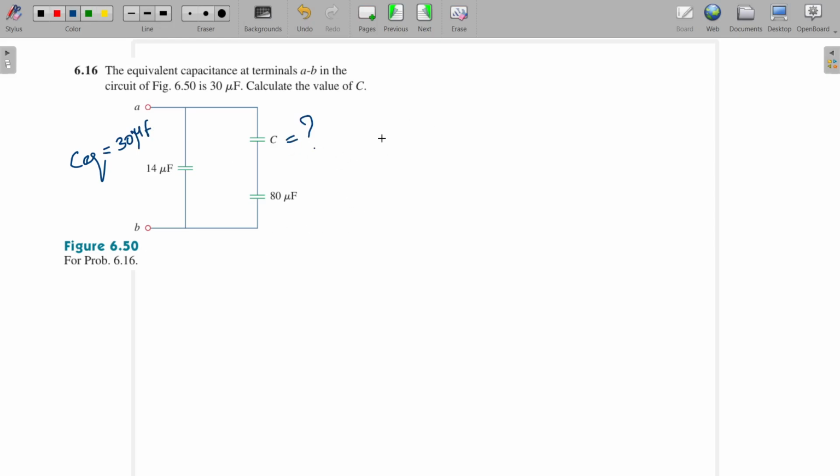Anyhow, if you see this, these two capacitors are connected in series. So how do we calculate the equivalent value of this series capacitance? That is equal to C times 80 divided by C plus 80, isn't it? Everything is available in microfarad, so we are not going to mention the units. This is the first combination we got, right?